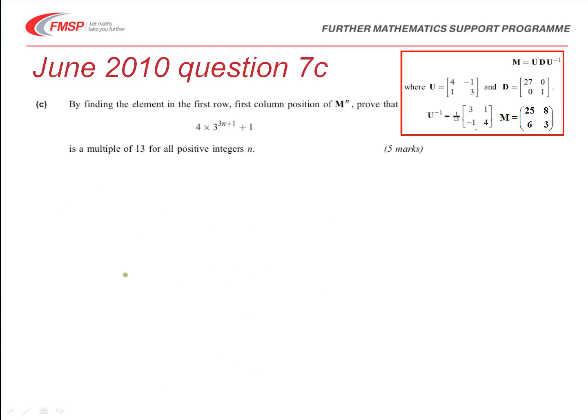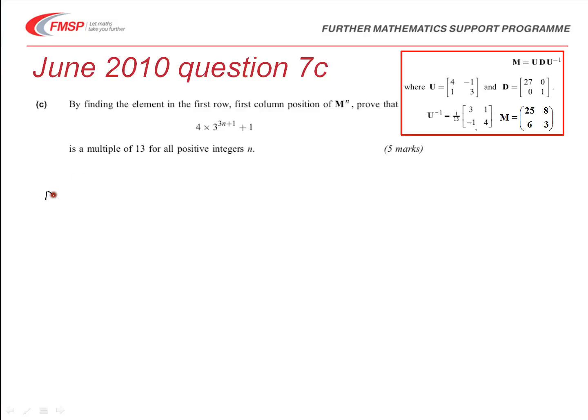Then into part C, it now says using the first row first column position of M to the power of n, prove that this particular number here is a multiple of 13. Okay, well I think it's a case of doing what they say. Well, we've got to find M^n.